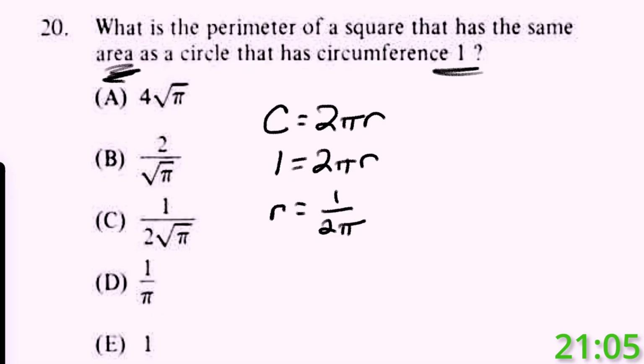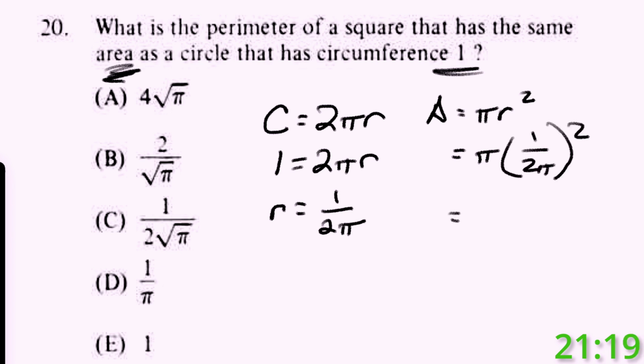Once I know the radius, I can use another formula to find the area of the circle. The area of the circle is pi r squared. Is this going to be a pretty answer? It doesn't look pretty. Pi times 1 over 2 pi squared is pi over 4 pi squared. One pi will cancel. So the area is 1 over 4 pi, I suppose.